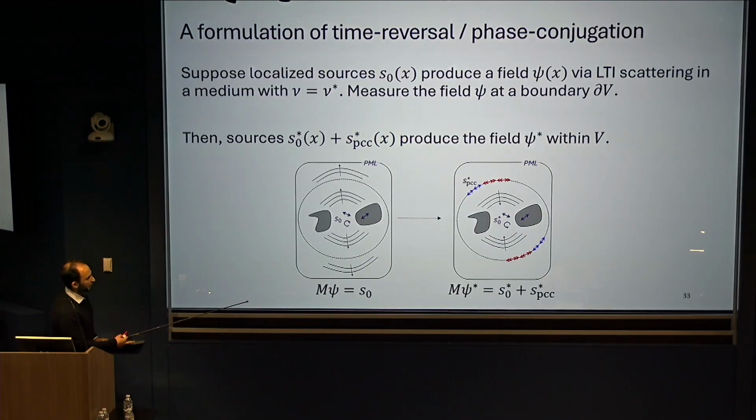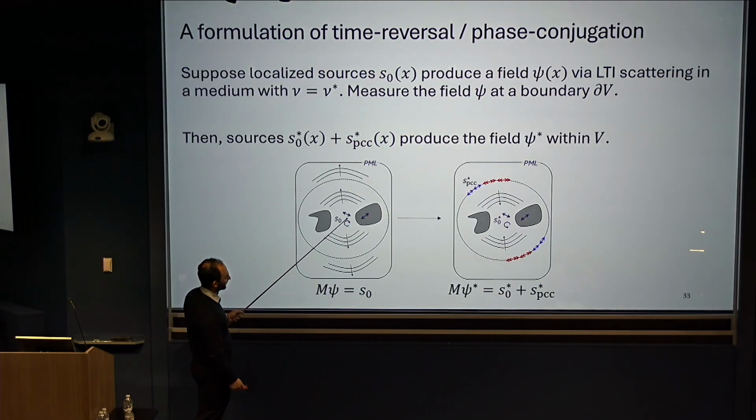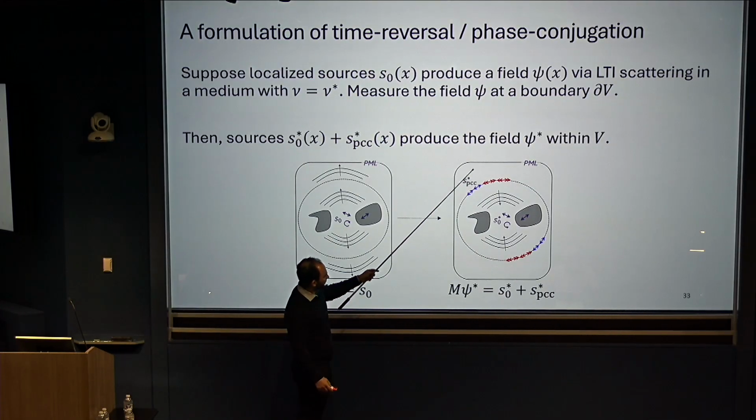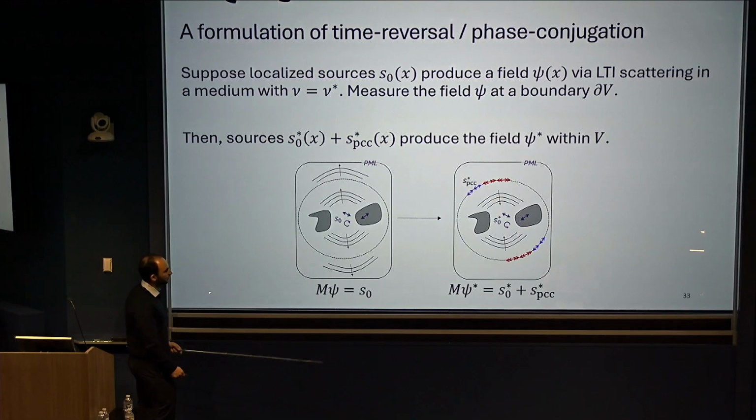And so I think this is a nice, simple description of how to do time reversal symmetry in these open systems. You start with some set of localized sources. The conjugate is, you take the conjugate of the perfect canceling currents, the conjugate of the original fields, and that produces exactly the conjugate of your original field.